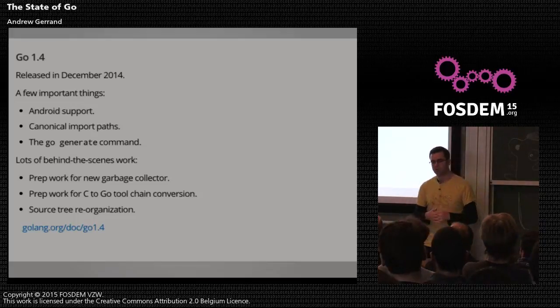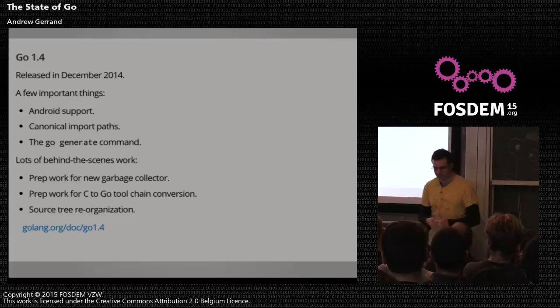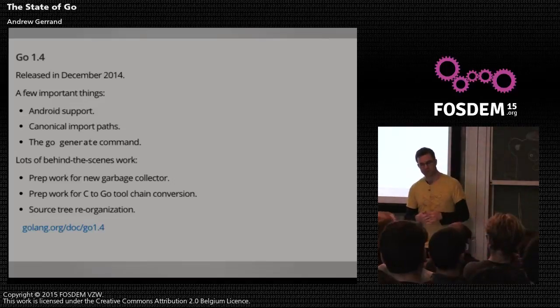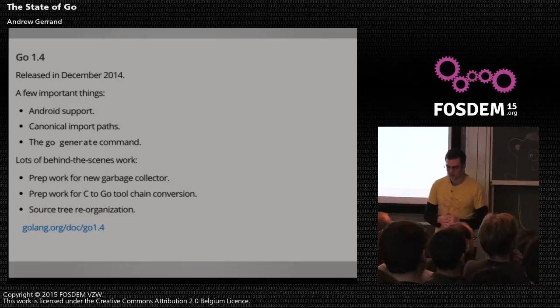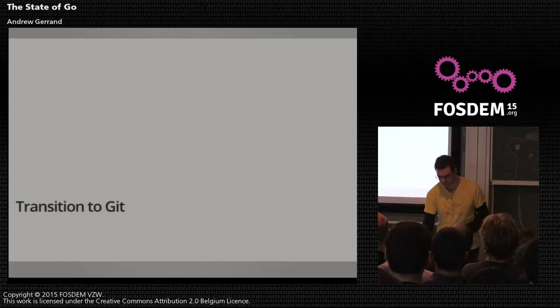But really what was going on in 1.4 was a lot of preparation work for future releases of Go. There was a lot of prep work for the new garbage collector, a lot of prep work for the conversion of the toolchain from C to Go, and so the source code was reorganized and a bunch of other stuff like that. You can check the release notes for more details.